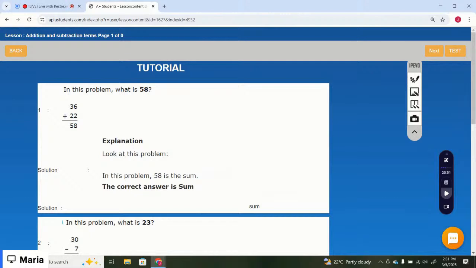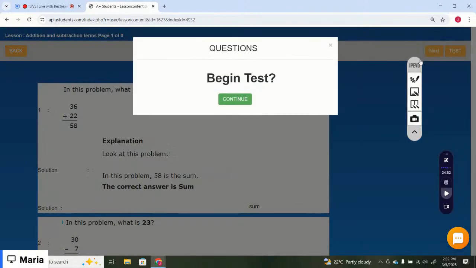In this problem, what is 58? Thirty-six plus 22. 36 and 22 are adding. The sum is 58. So 58 is the term. Basically, you need to understand the terms here. 58 is the sum of 36 and 22.